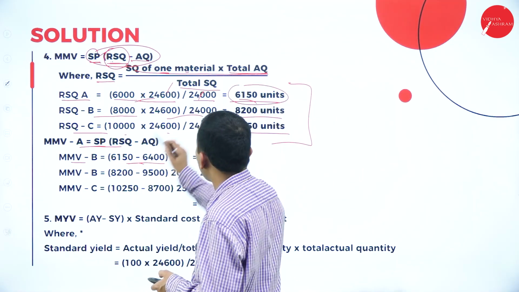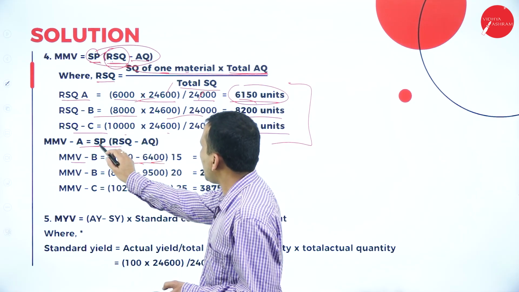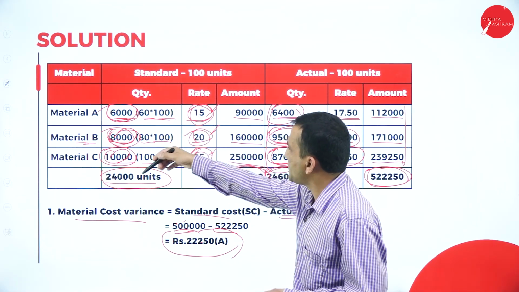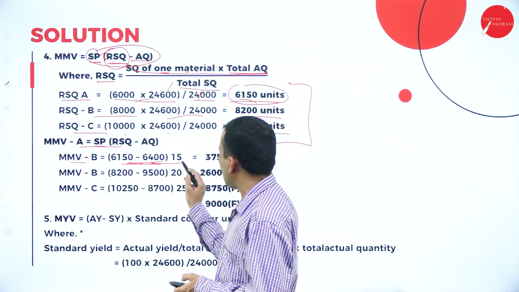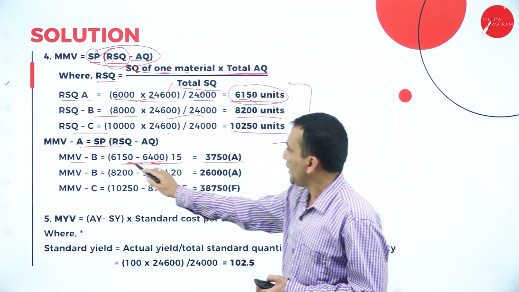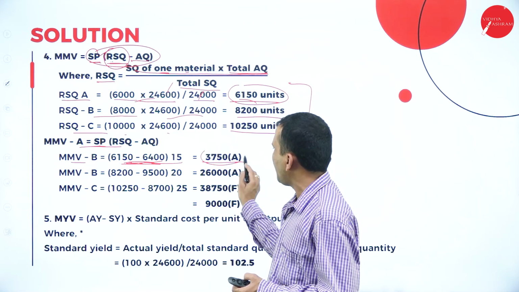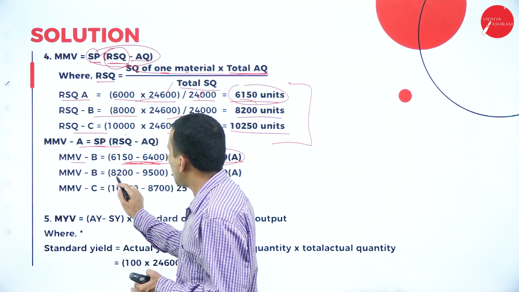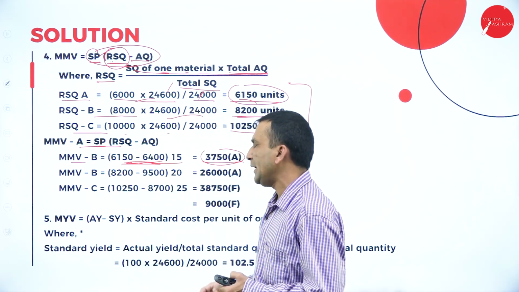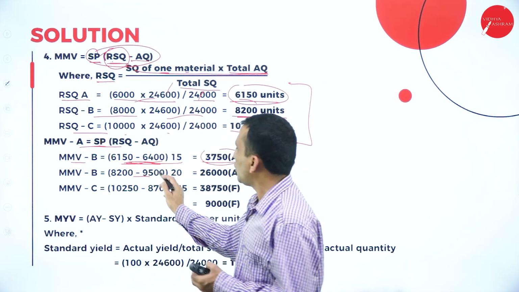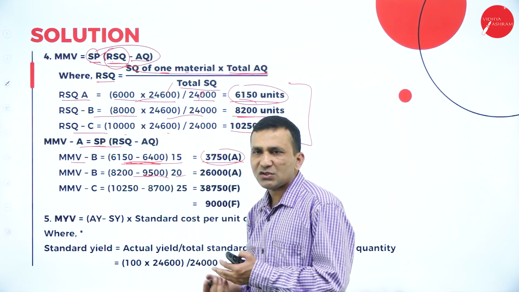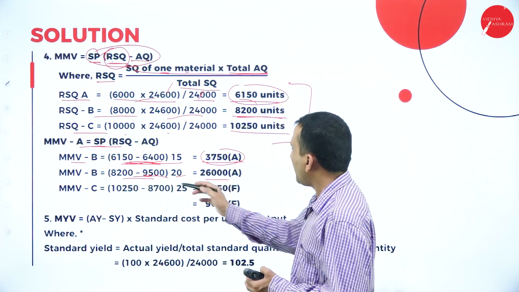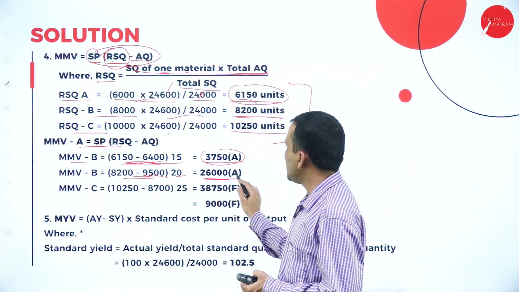Okay, so revised standard quantity minus actual quantity, because the formula standard price which is given, again we need to refer 15, 20, 25 for respected material. So after subtracting we need to multiply. So the answer we are getting from here is adverse. Okay, obviously the answer, if you multiply 3,750, we are getting an adverse. So moving to the standard revised quantity for material B 8,200 minus actual quantity 9,500 into standard price 20, which is there in the tabular format. So the answer from here we are getting is an adverse. Obviously your answer is also adverse only, 26,000 adverse.